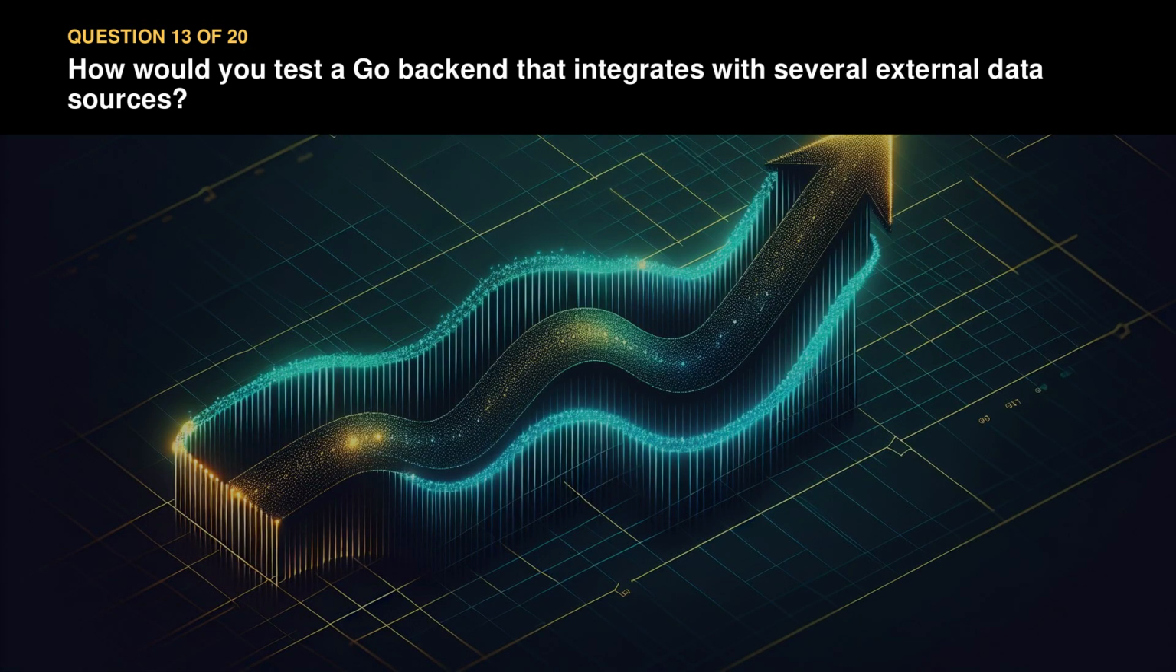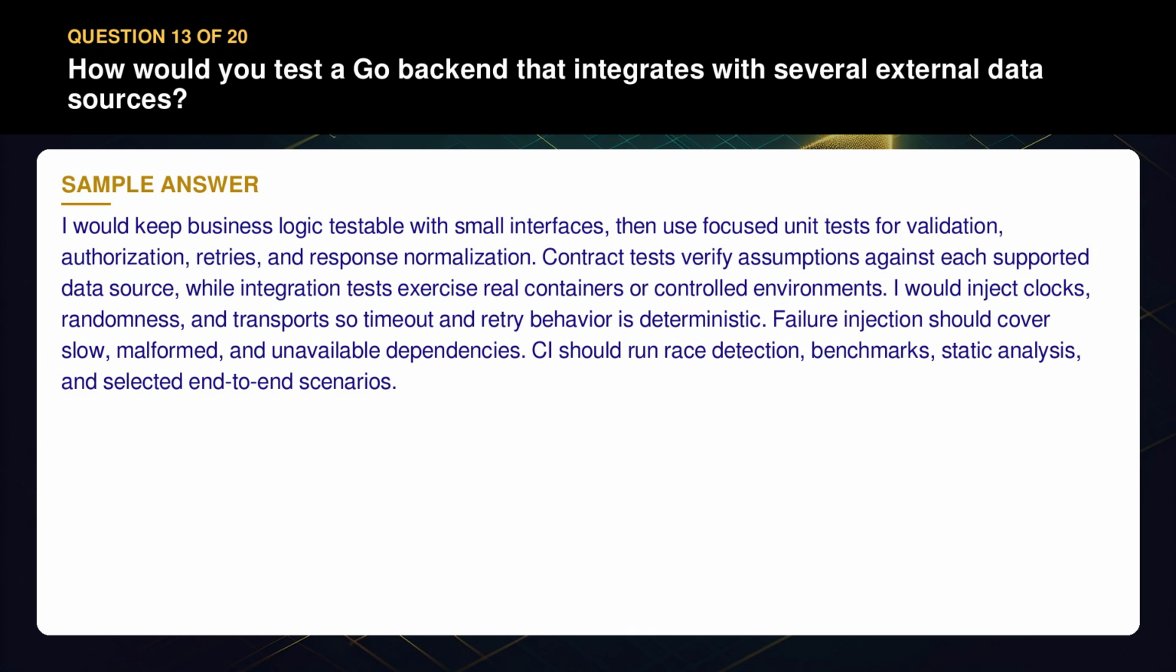Question 13. How would you test a Go backend that integrates with several external data sources? I would keep business logic testable with small interfaces, then use focused unit tests for validation, authorization, retries, and response normalization. Contract tests verify assumptions against each supported data source, while integration tests exercise real containers or controlled environments.